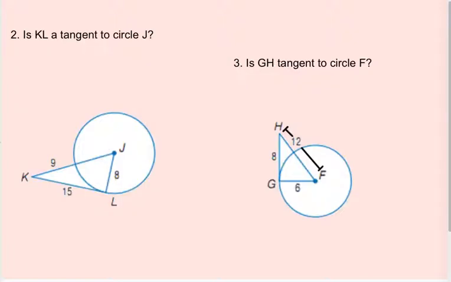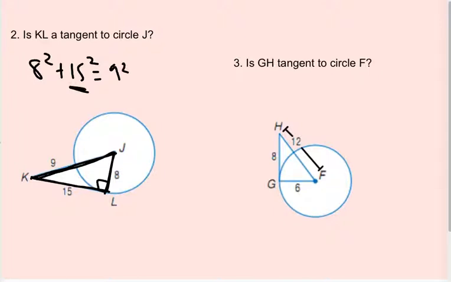So if I look, is KL tangent to circle J? Well, if KL is tangent to circle J, that would mean this is a right angle. And if this is a right angle, that means this is a right triangle, and I can use the Pythagorean theorem to test. So does 8 squared plus 15 squared equal 9 squared? Absolutely not. I can tell that right away because 15 squared is already bigger than 9 squared. So I'm going to say no.